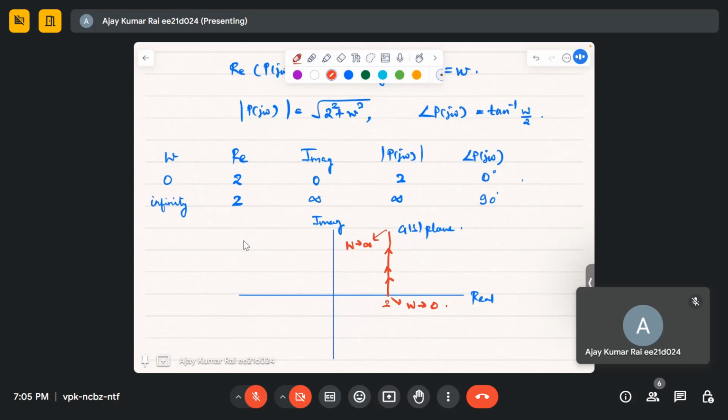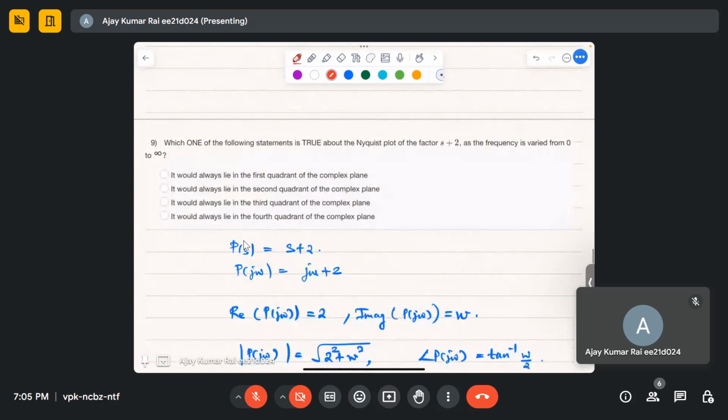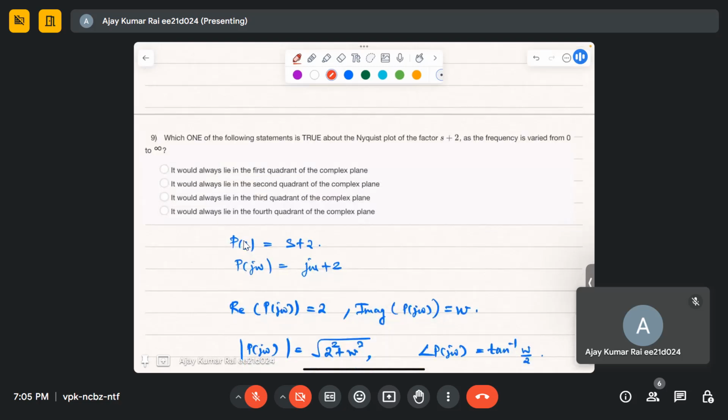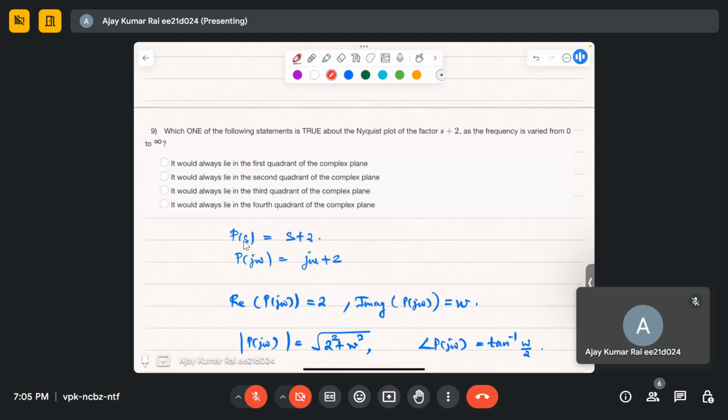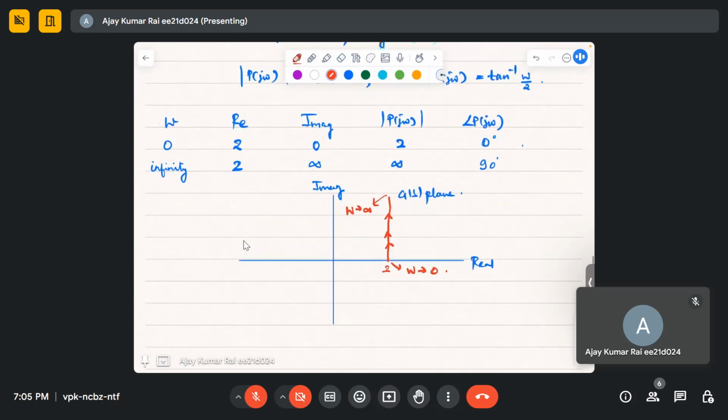So just by plotting 2 points, at omega equal to 0 and omega equal to infinity, you know the plot. As omega tends to infinity, the phase also tends to 90 degrees. So our question is, which one of the following statements is true? The first statement is that it would always lie in the first quadrant of the complex plane. Correct, right? So this is the plot.